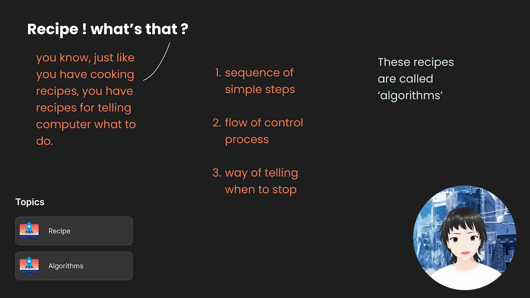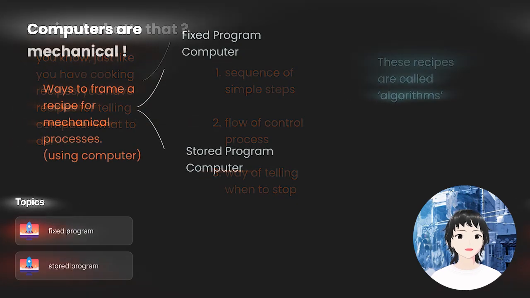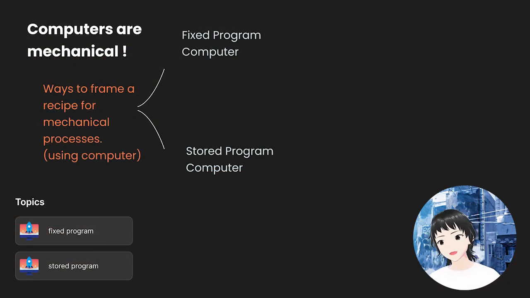Now, the question is what a recipe is. A recipe is just like a cooking recipe, which in computer terms we call algorithms. Basically, they are a sequence of simple steps with control for the process, and there is a way to tell them when to stop. These mechanical machines called computers are of two types, fixed program and stored program.